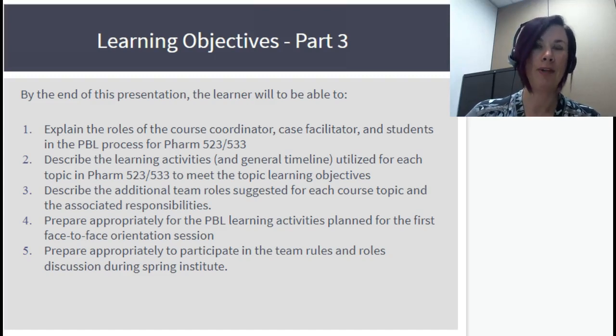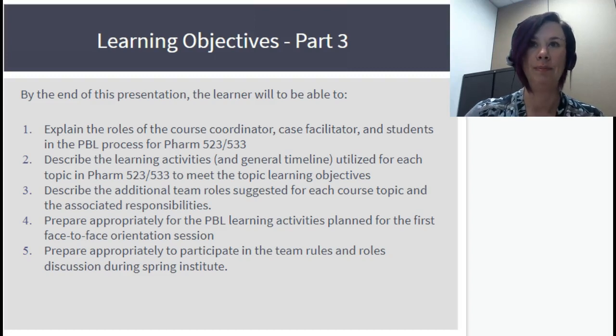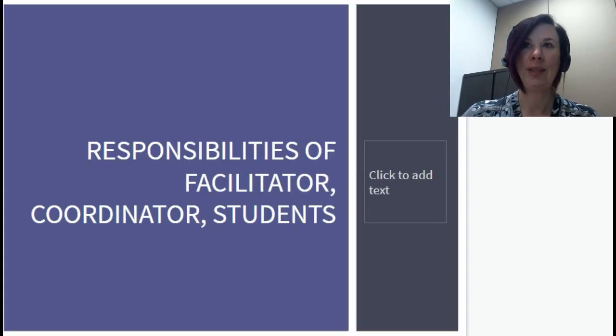Prepare appropriately for the PBL learning activities we have planned for the first face-to-face session at Spring Institute, and prepare appropriately to participate in the team rules and responsibilities discussion during Spring Institute. Let's start out with the responsibilities of the facilitator, the coordinator, and the students.